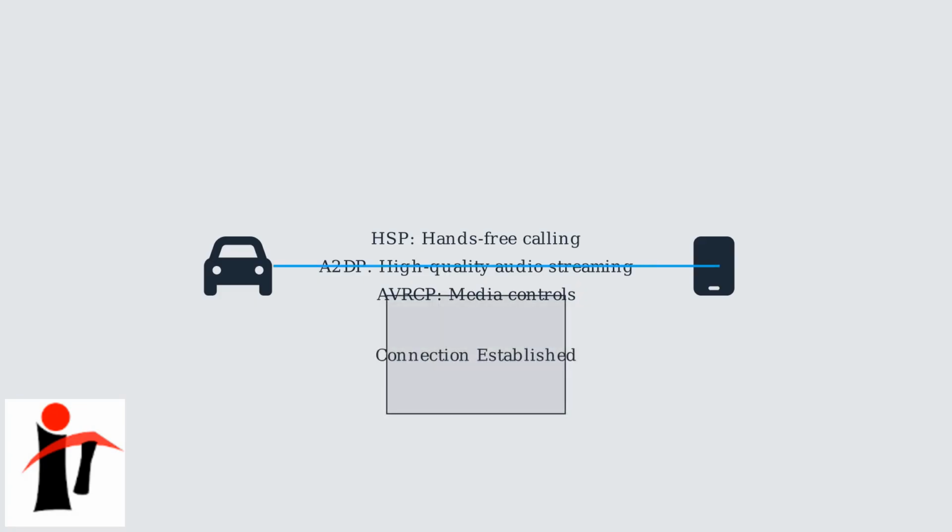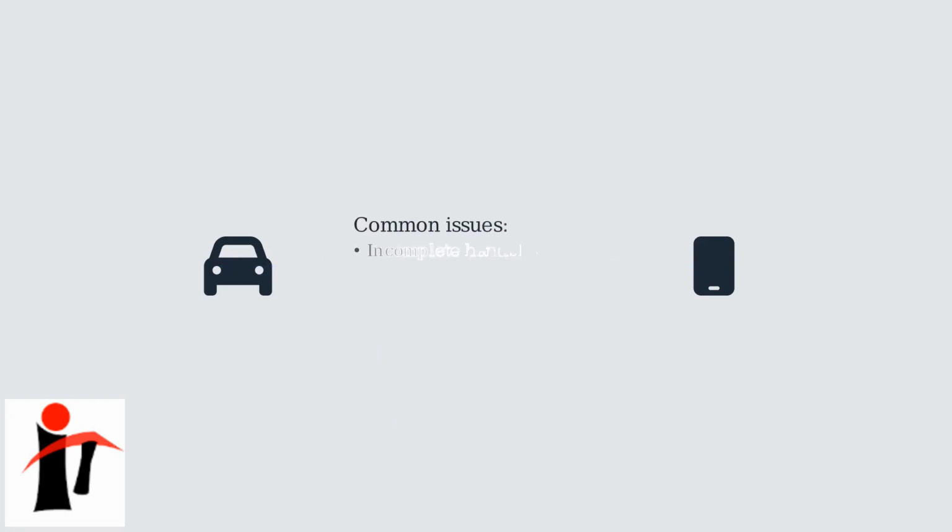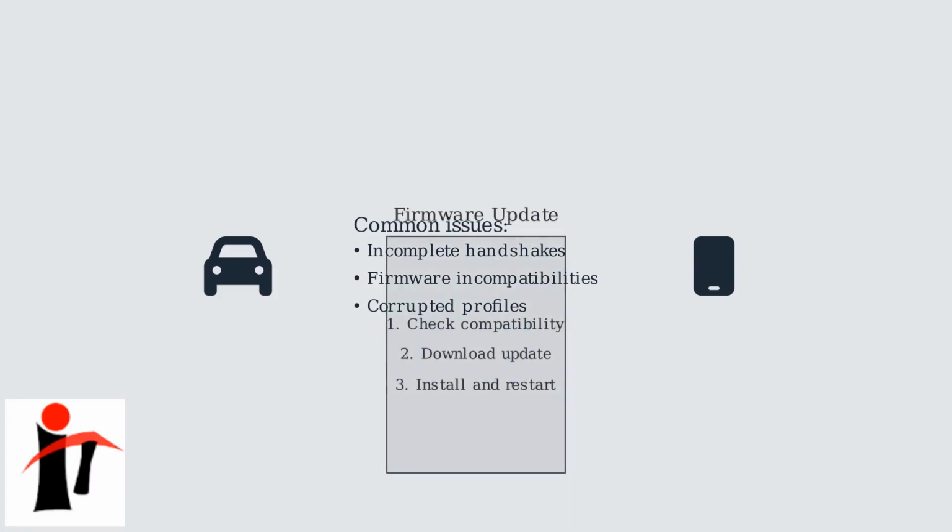Once scanned, devices connect through a secure handshake, establishing roles like source and sink for data flow. Problems often stem from incomplete handshakes, where the connection fails midway, incompatible firmware between devices, or corrupted profiles that store connection data incorrectly. For example, firmware incompatibilities can be fixed by updating device software, ensuring both the car and phone use compatible versions. Understanding this Bluetooth connection process is key to effective troubleshooting when issues arise.